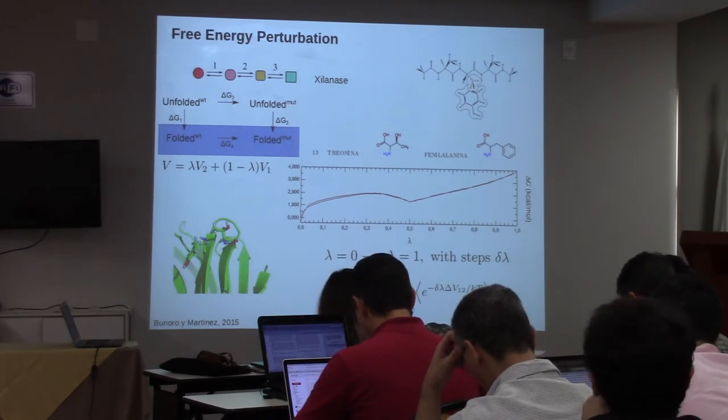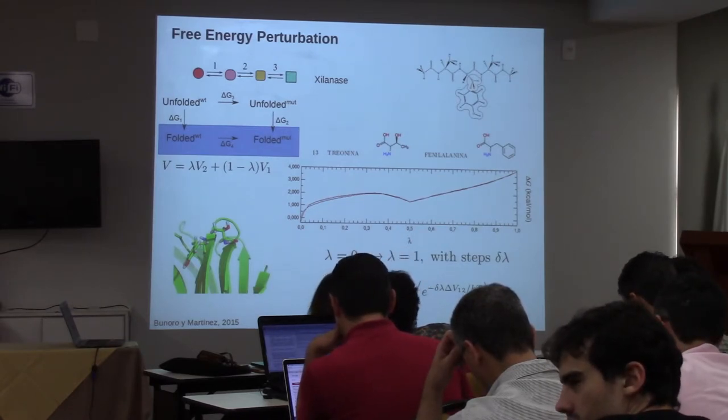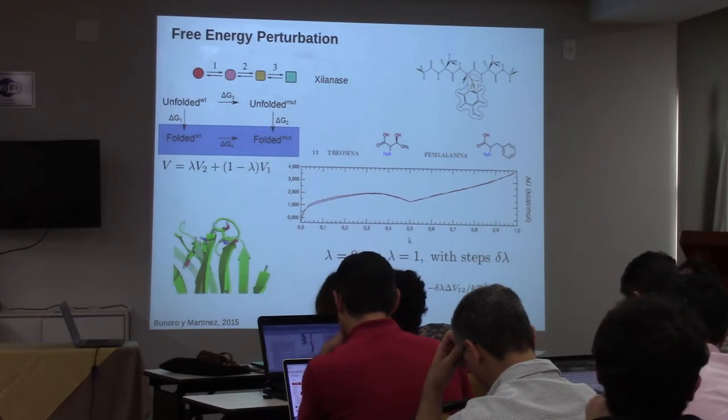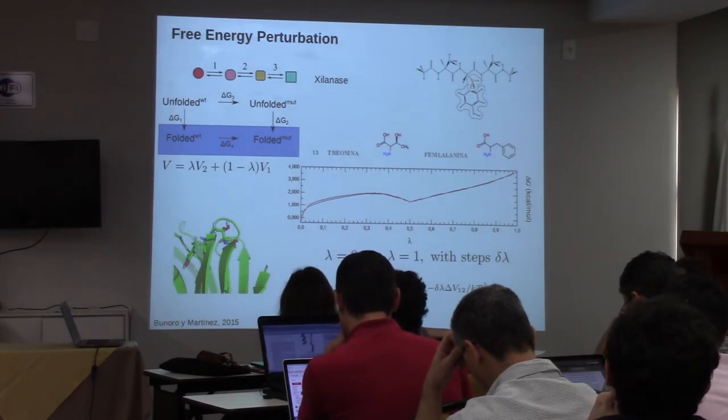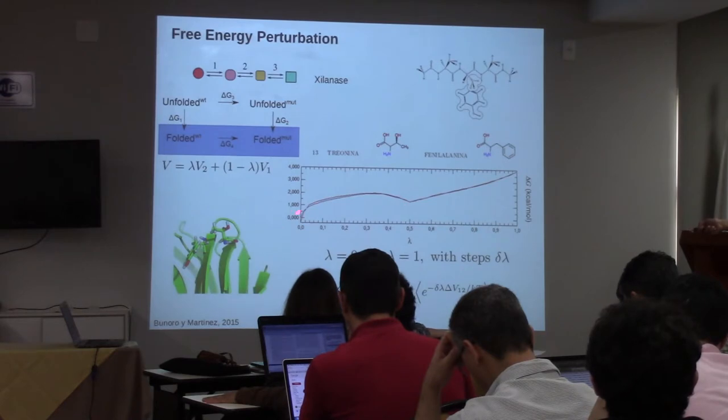Is there any correction regarding the internal part of the changed residues? Like they have different atoms, for instance. Okay, that is a good question. That's why for any calculation of this kind, we have to do the same transformation in the folded state and in the unfolded state, and we always have to compute delta-delta free energy differences, because the internal part will be included in this free energy difference, but it doesn't make any physical sense.